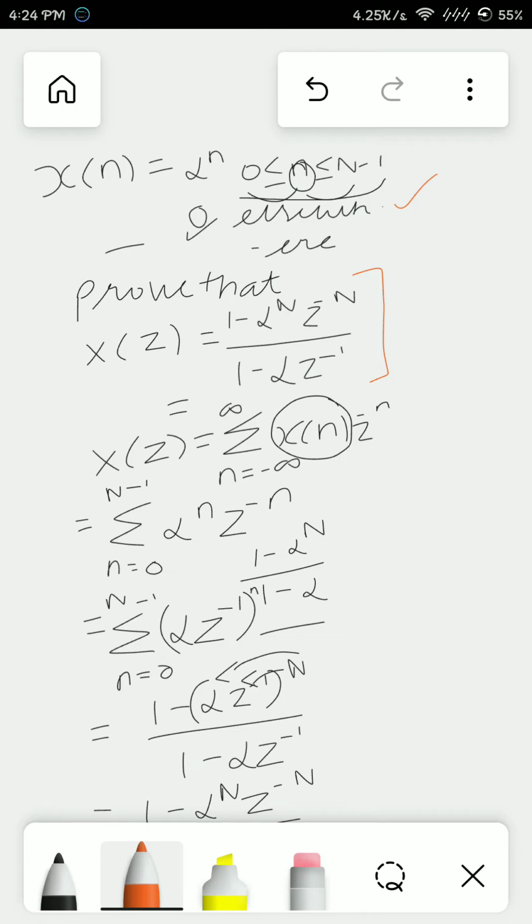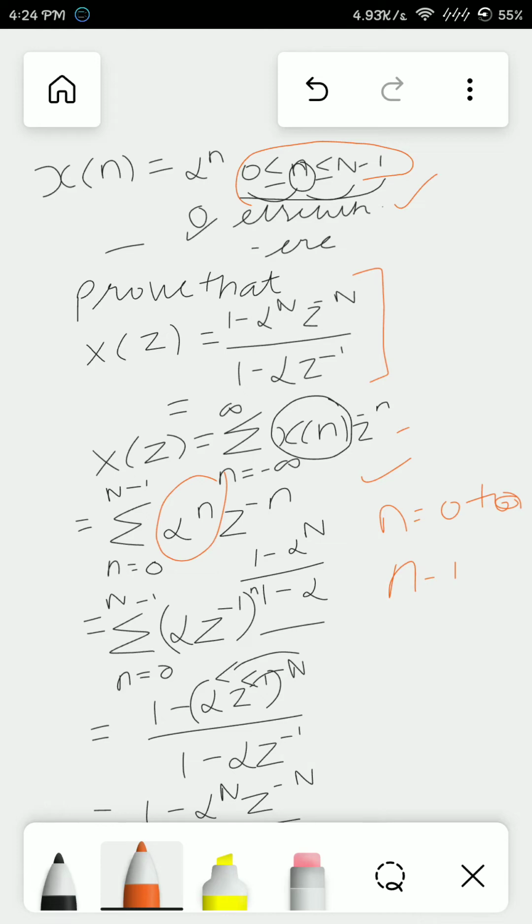So now we are going to use the x of z formula. You already know this x of z formula. I have already told you in the classes of Z transformation as well as its problems, right? Here you have to substitute alpha to the power of n in the place of x of n, and for alpha to the power of n, he has given a limit, that n ranges from 0 to n minus 1, right? That is what was given over here.